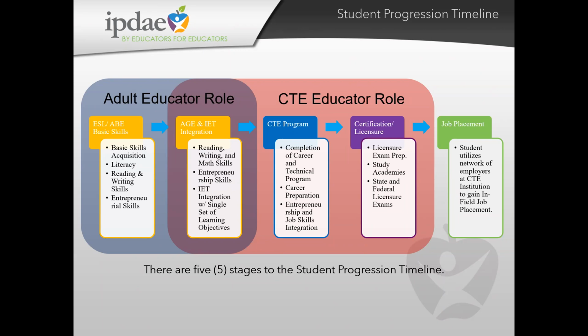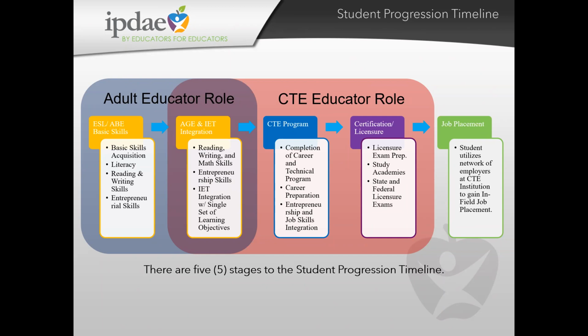So the first stage of the student progression timeline is when our adult students are entering ESL or ABE to learn basic skills. In this stage, they're learning basic skills acquisition, literacy, reading and writing skills, and of course, those famous and very popular entrepreneurial skills, which are in demand not only in specific career and technical education programs, but across all industries and almost all jobs.